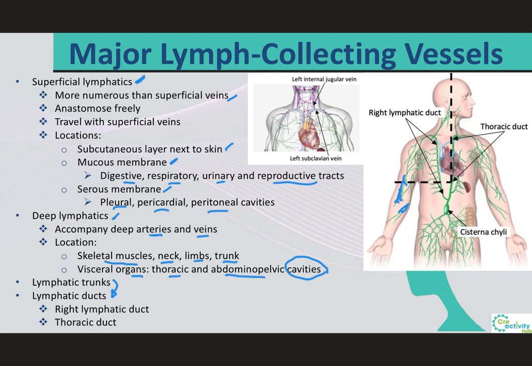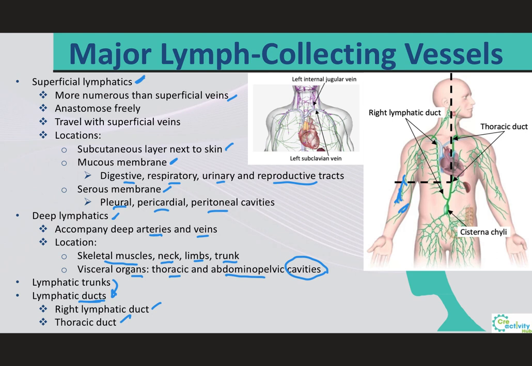And there are several examples of the trunks. They include lumbar trunks, intestinal trunks, subclavian trunks, jugular trunks, but I don't need you to know any of this. I just need you to know that these lymphatic trunks will in turn empty into two large collecting vessels, which are the right lymphatic duct and the thoracic duct. And these will then deliver the lymph directly onto the venous circulation.